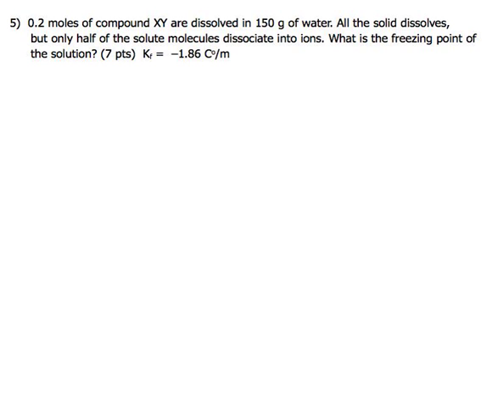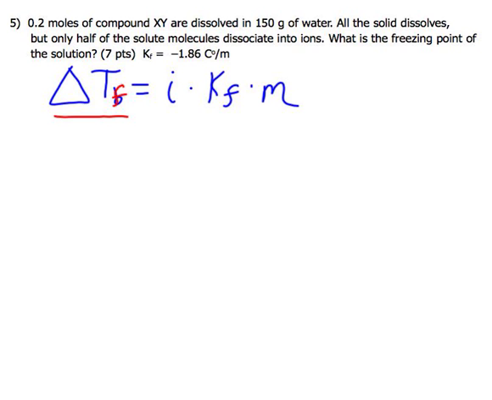So once again, we have a freezing point depression problem. Right away, might as well write down the equation because we're going to use it: delta T equals i times Kf times molality. And let's assess what we know. We're looking for, I guess this should be TF. We don't know it. So what do we know? Well, we know Kf. It's given to us right in the problem. So we need to know i and molality.